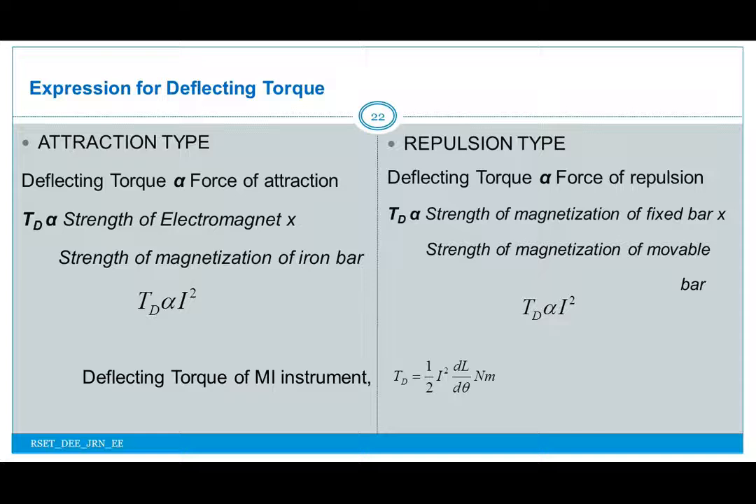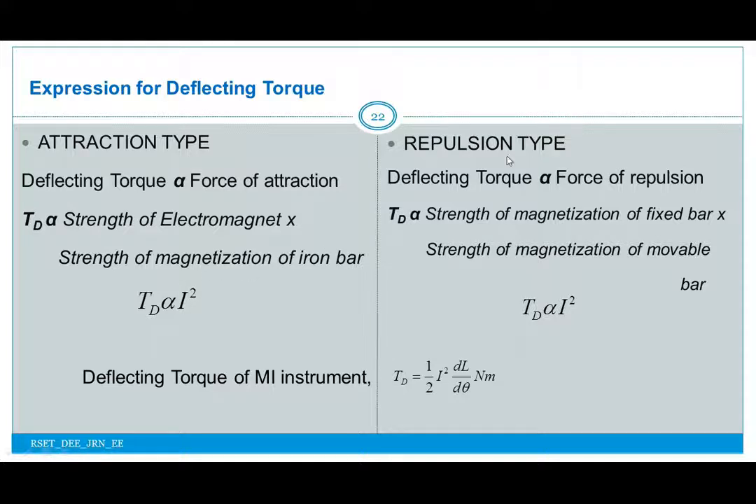Now, there is a comparison made between attraction type and repulsion type. In attraction type, the deflecting torque is proportional to the force of attraction, while in repulsion type, the deflecting torque is proportional to the force of repulsion. Here you can see in attraction type, the deflecting torque is directly proportional to the strength of the electromagnet provided by the coil into the strength of the magnetization of the iron bar.